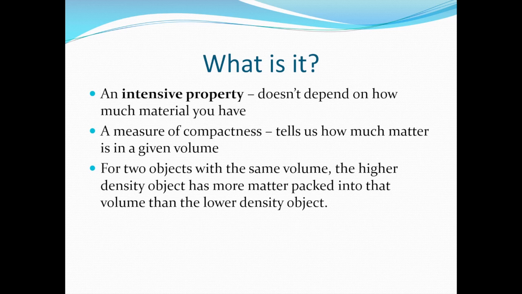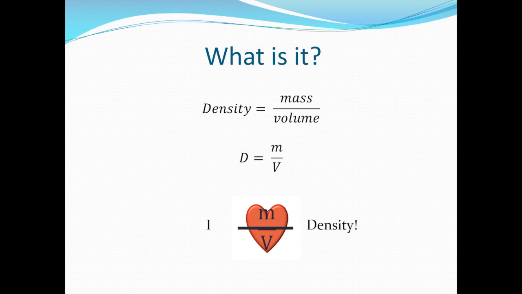Now that we have an idea of what density means, how do we give it a value? If density describes the amount of matter per a given volume, we can write it as the mass divided by the volume. In equation form, we write D equals m over v. This equation is easy to remember. The m over v is like a heart, so all you have to know is I love density.